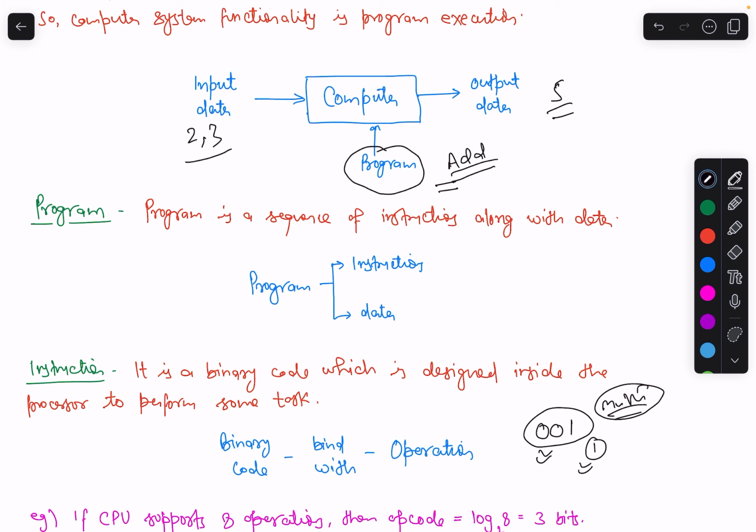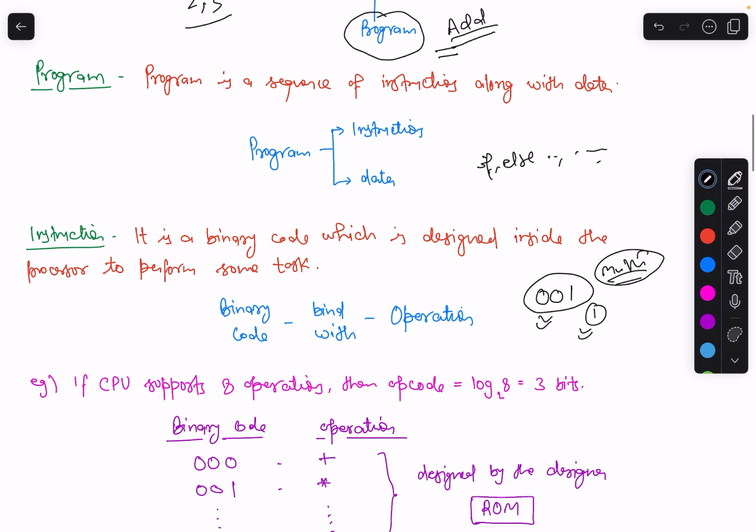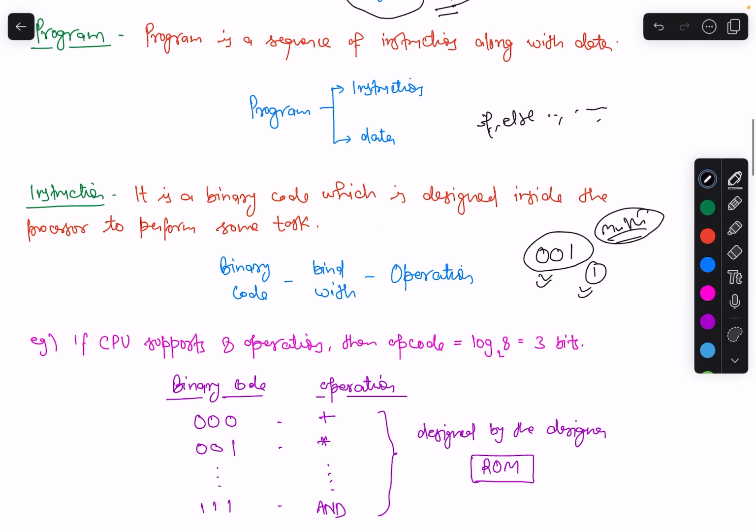If we write any program in any high level language, C, C++, Java, Python, or any other language, we will have some instructions, like if, else, while, for, and all these things. And we have some data like variables, arrays, sets, dictionaries, and everything. So the combination of data and instructions is the program. Then what is an instruction? It is a binary code which is designed inside the processor to perform some tasks.